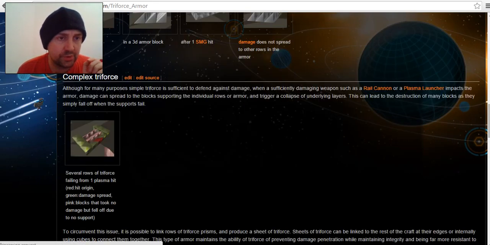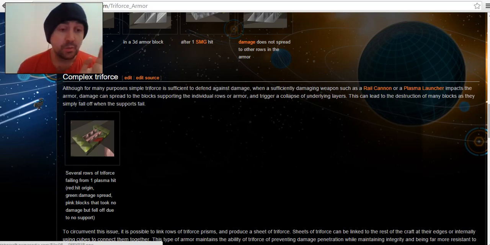complex Triforce. Although for many purposes, simple Triforce is sufficient to defend against damage, when a sufficiently damaging weapon such as a rail cannon or a plasma launcher impacts the armor, damage can be spread to the blocks supporting the individual rows of armor and trigger a collapse of underlying layers. This can lead to the destruction of many blocks as they simply fall off when the supports fail.